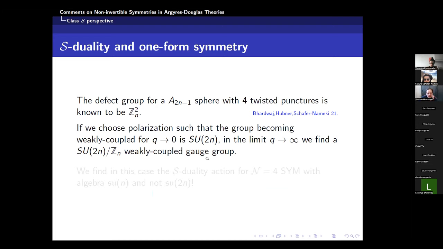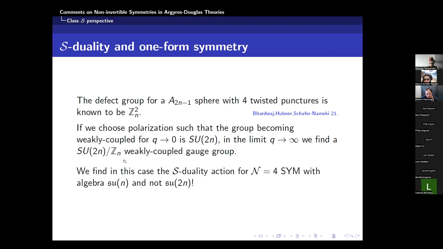Now, proceeding as before, we conclude that after rearranging the cuts, if we start with a choice of polarization which corresponds to a weakly coupled SU(2N) group when Q goes to zero, we end up in the other limit, Q going to infinity, with an SU(2N) mod Z_N group. So we are modding out by Z_N, which is the one-form symmetry of our theory. The difference with respect to the previous case is that now the defect group is Z_N squared and not Z_{2N+1} squared. And this is analogous to the N=4 case with gauge algebra SU(N), not SU(2N). So this is the difference in this second case with respect to the previous one.